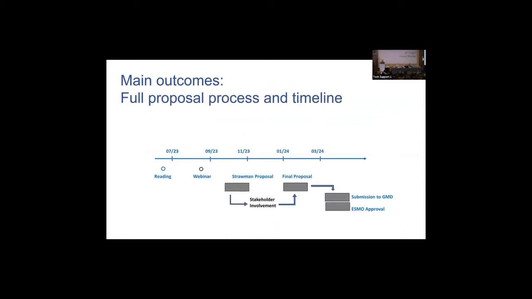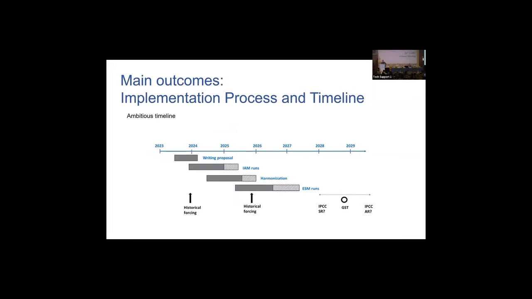Yeah, so we want to finalize this proposal by the beginning, so by spring next year. And there's also a timeline that we hope to achieve in terms of doing these runs. If we want to be relevant for the global stocktake, we have to finish this by mid-2027, preferably earlier, and that means that the IAM runs should actually be done ultimately by 2025. This is an extremely ambitious schedule.